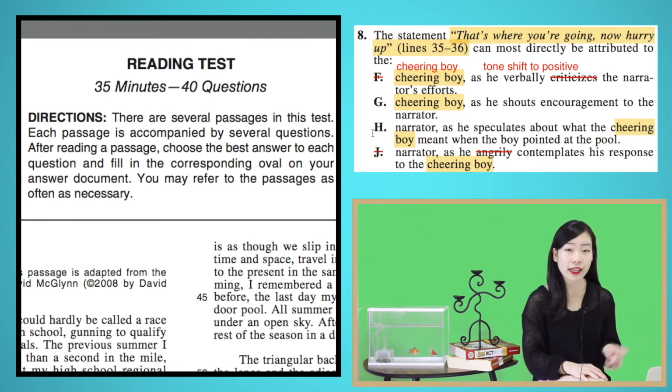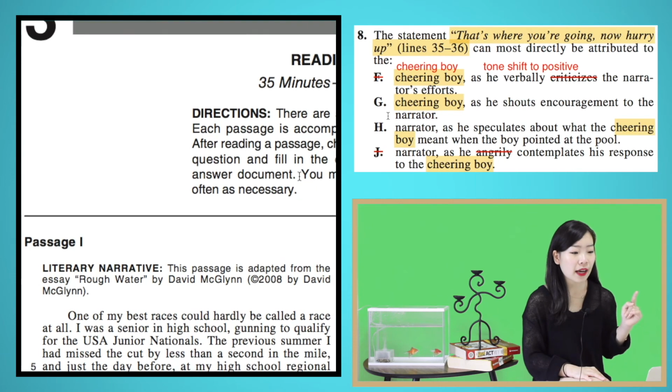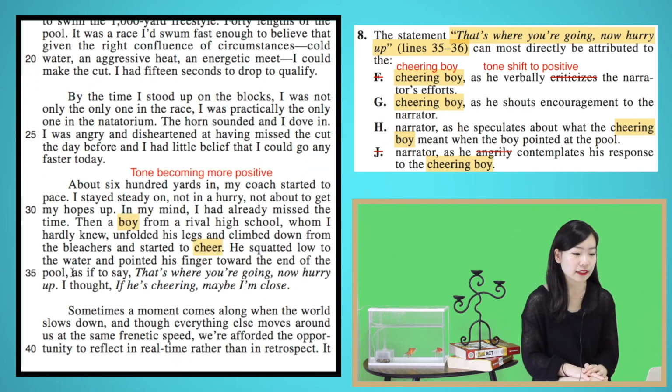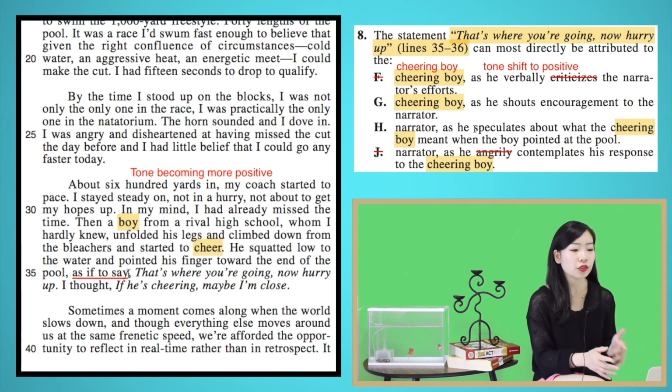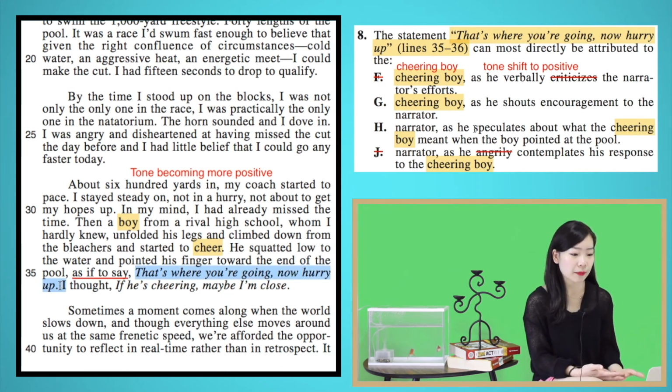Now we have G and H left. If you go back to the passage to line 35, it says, "as if to say." This tells you that the main character is assuming what the cheering boy is saying based on his gestures. So H is correct, speculation.